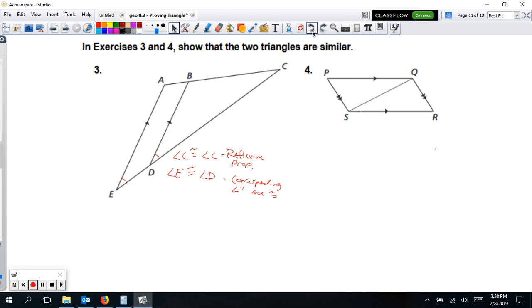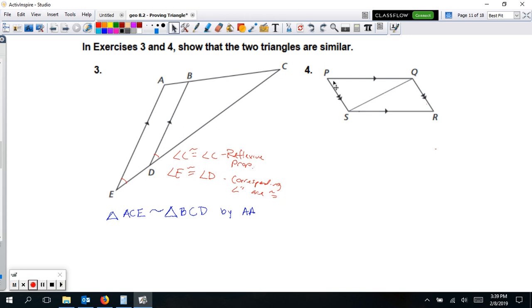So now we have two angles from one triangle congruent to two angles of another triangle, so you can say that they are similar. So triangle ACE is similar to triangle BCD by the AA similarity theorem again.